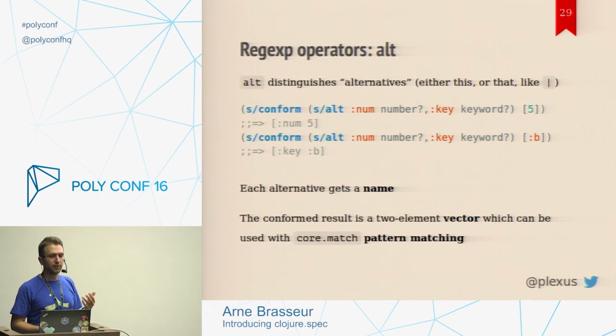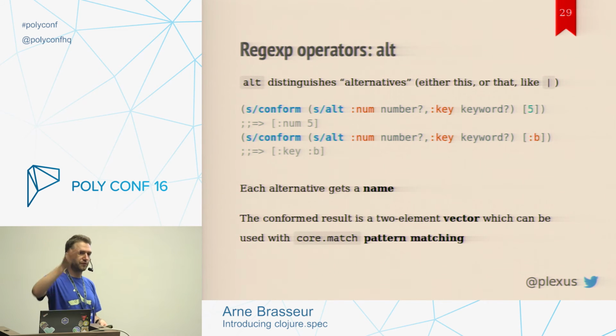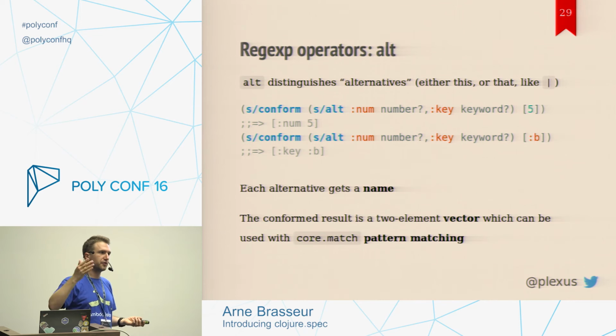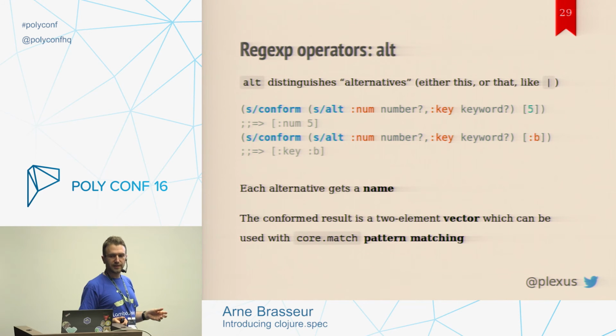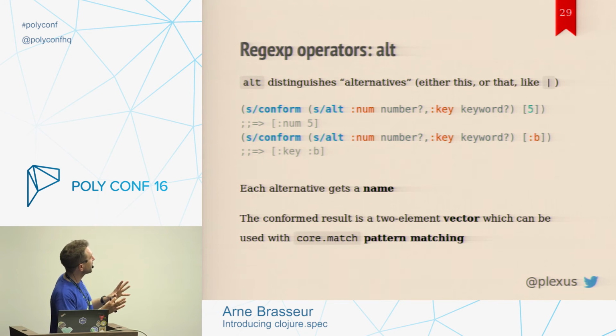The final regular expression operator is the alt, which is the equivalent of the vertical bar, the pipe character in string regular expressions. So this alt basically says it needs to be either this or that. So here I'm saying that something needs to be either a number or a keyword.